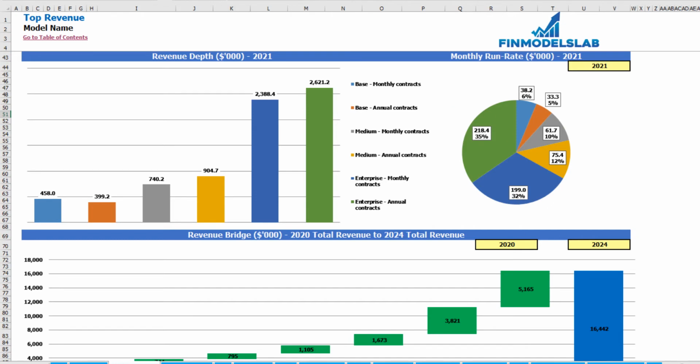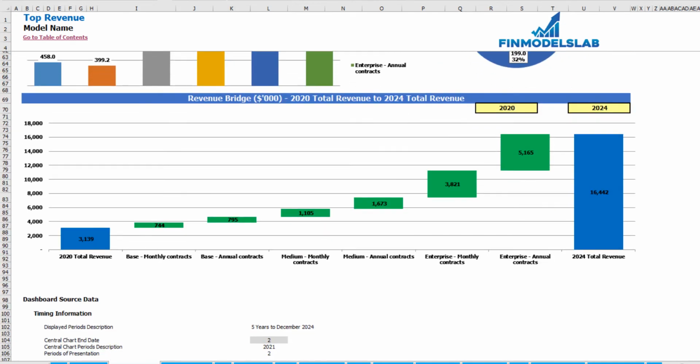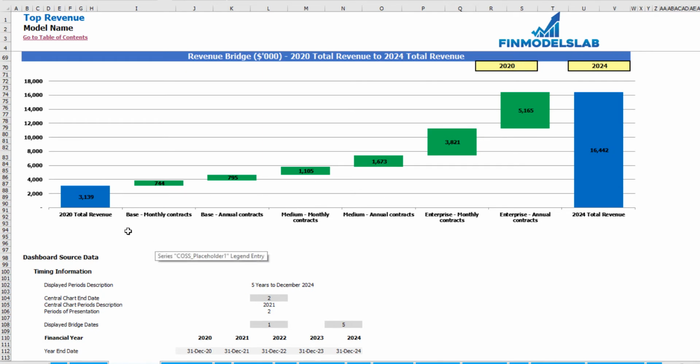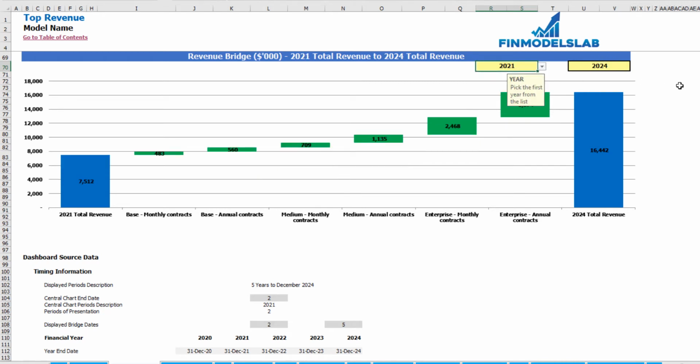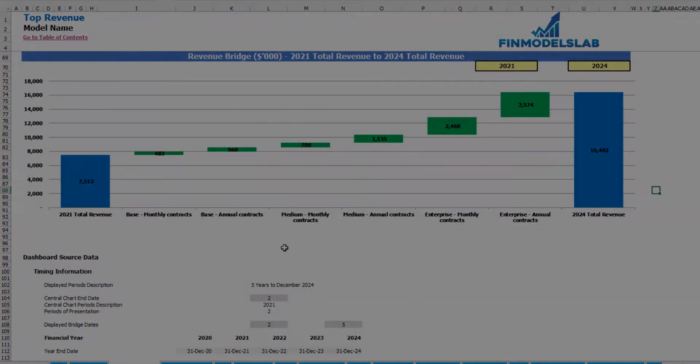of these revenue streams. On the revenue bridge, you may find the factors or drivers of revenue growth between the first year and the last year, which are also changeable. So you may set, for example, 2021 to 2024. You may see on the left side of the chart total revenue for 2021, on the right side total revenue for 2024, and the factors or drivers of revenue growth broken down by all 6 revenue streams.